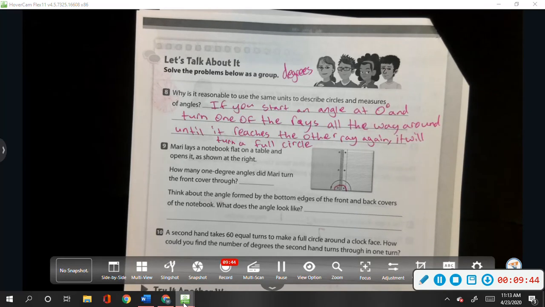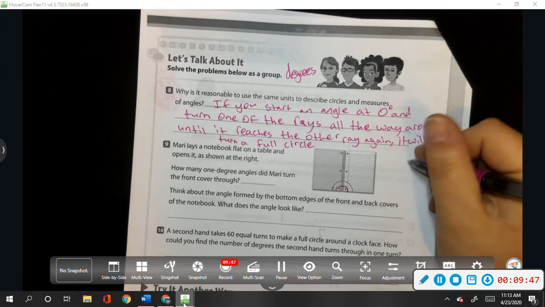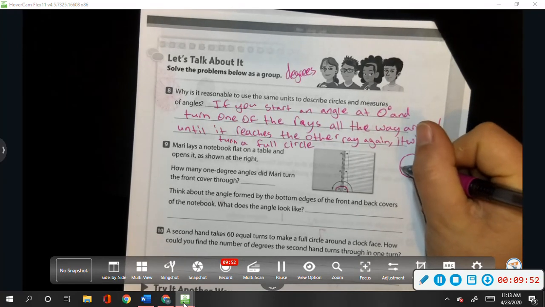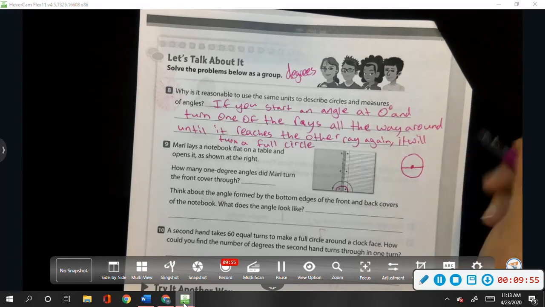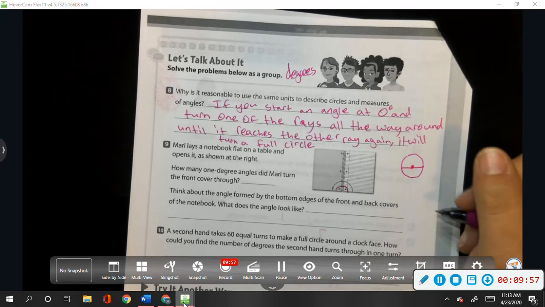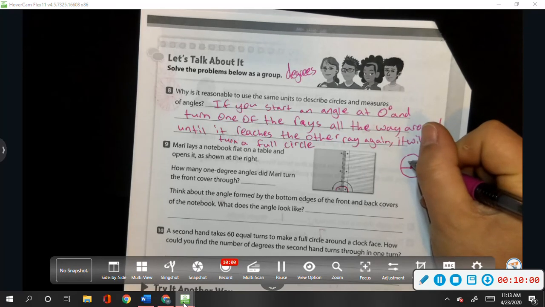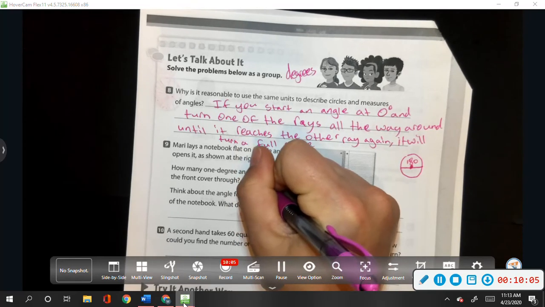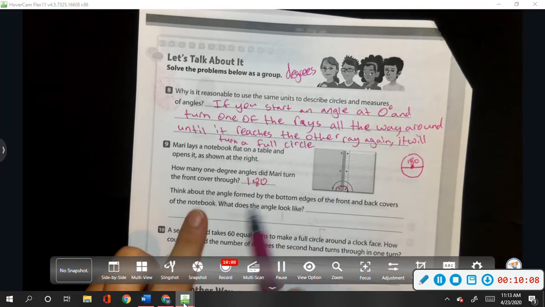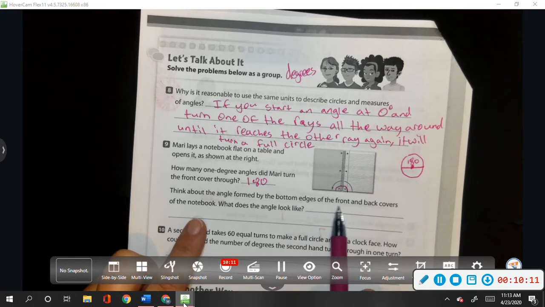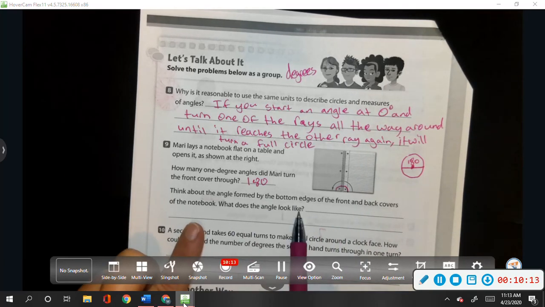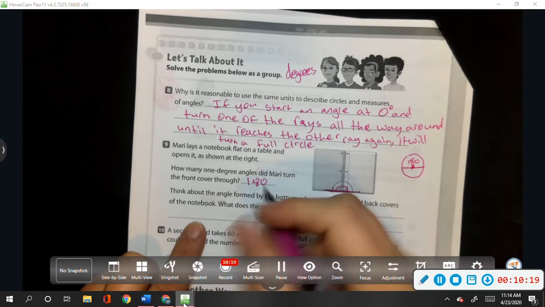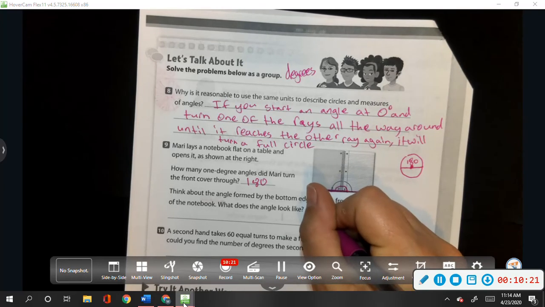Now if you remember back into that introduction video, this is a 360-degree circle. If I have an angle that comes just like this, that is half of my 360-degree angle, and half of 360 is what? 180. 180. Think about the angle formed by the bottom edges of the front and back covers of the notebook. What does the angle look like? What does this look like right here? It looks like a straight path or a straight line.